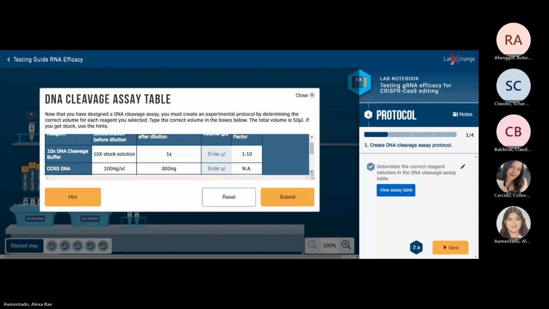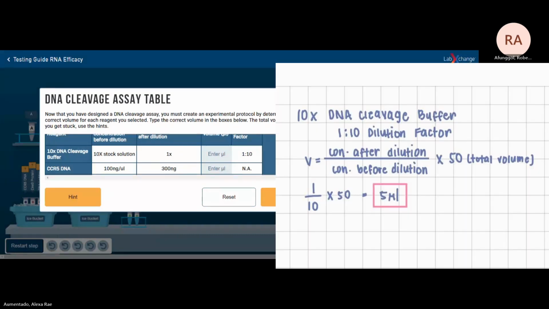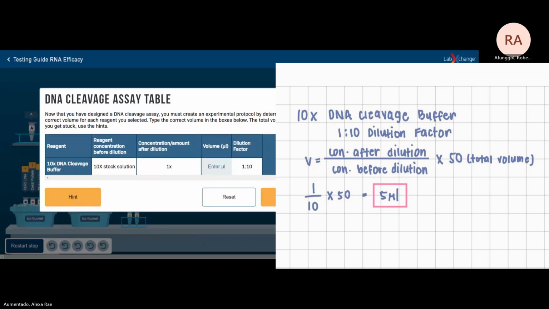Number 1. The reagent is 10x DNA cleavage buffer, and the concentration before dilution is 10x stock solution, and the concentration after dilution is 1x. So to determine the volume of this buffer, we have to divide the 10x and 1x to multiply it to 50 so that we can get the answer of volume 5.